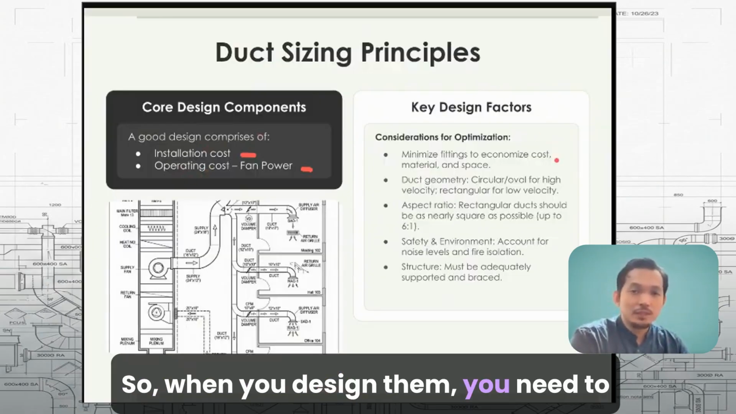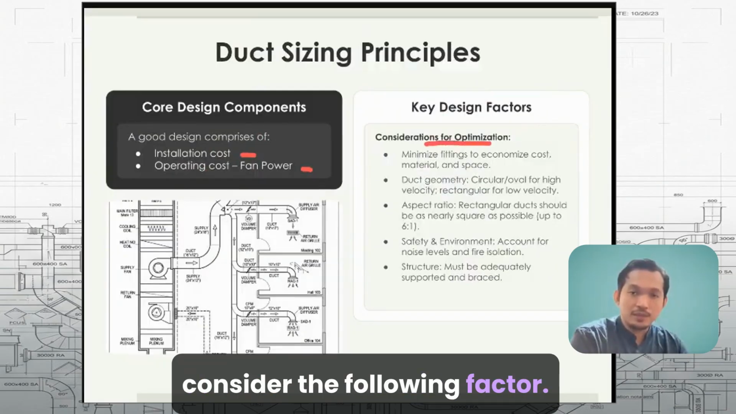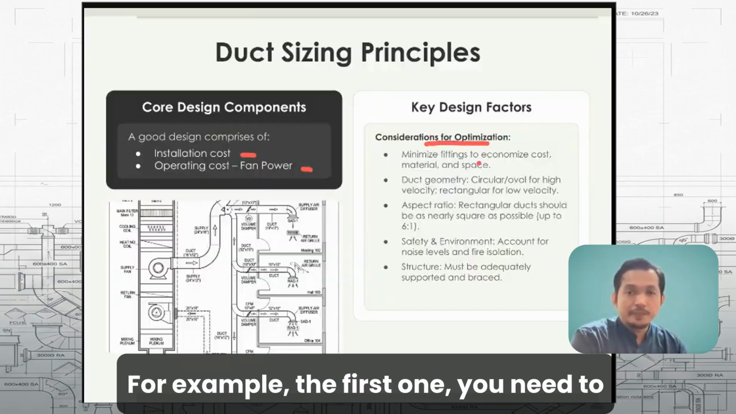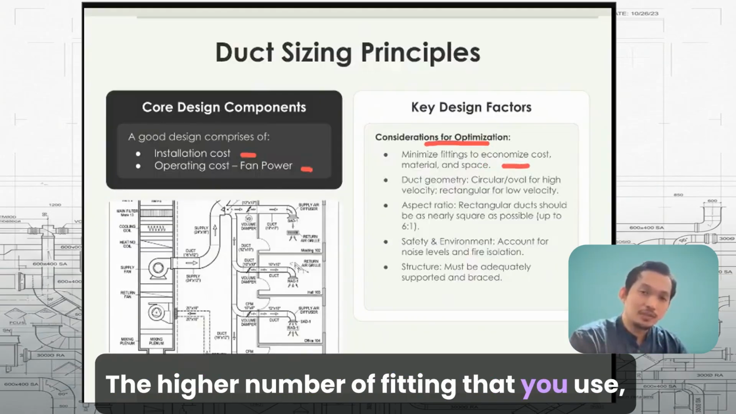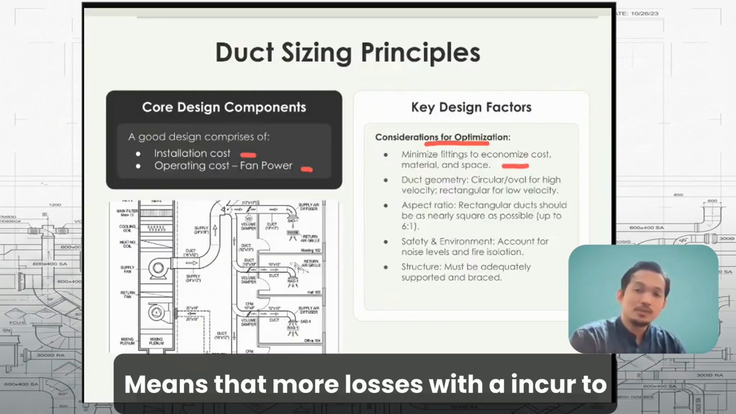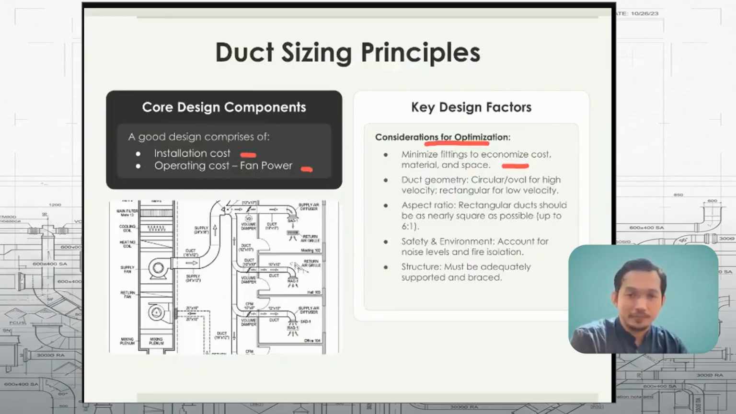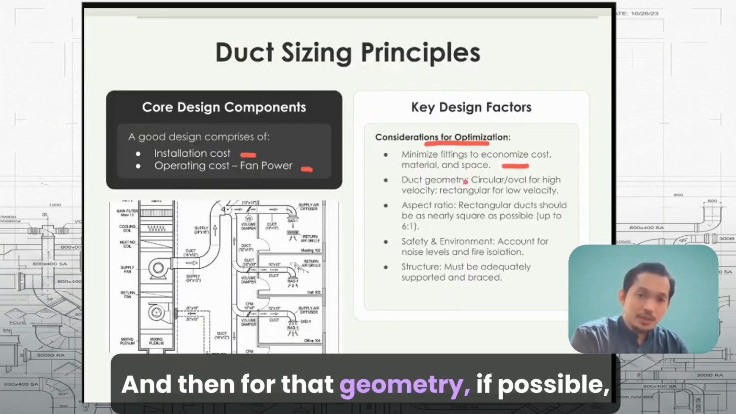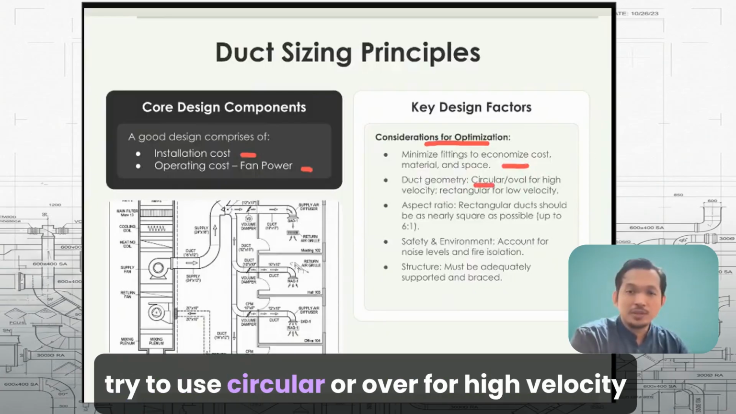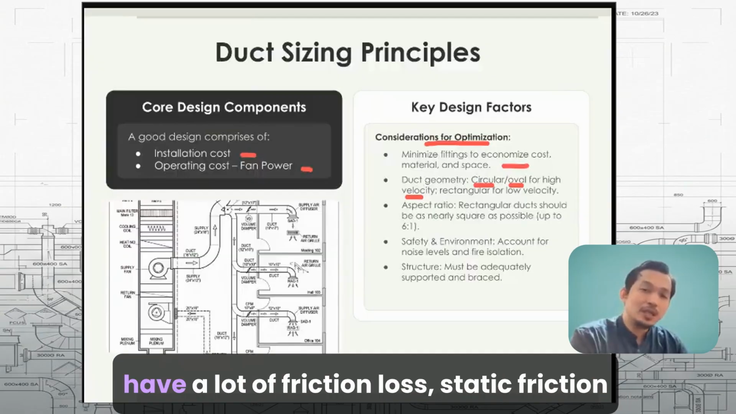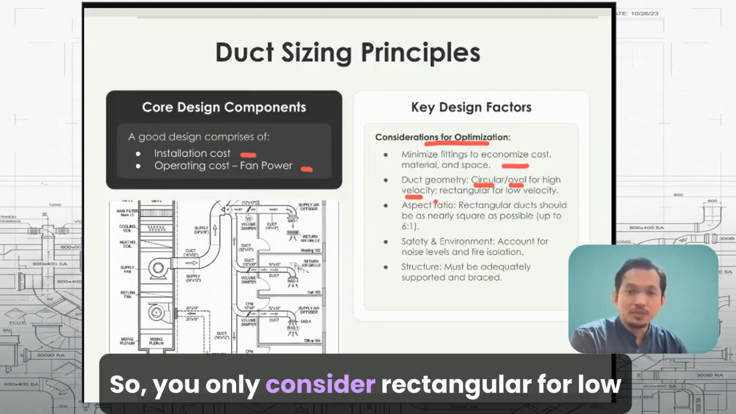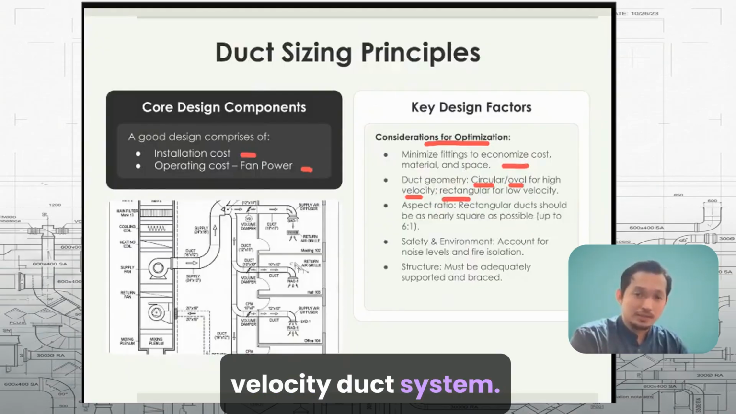So when you design them, you need to consider the following factors, right? For example, the first one, you need to minimize fittings to economize cost. The higher number of fittings that you use, the elbows, bends, all those things, right, means that more losses will be incurred in the system, and then you need a bigger fan. And then for duct geometry, if possible, try to use circular or oval for high velocity, because rectangular will have a lot of friction loss, static friction loss. So you only consider rectangular for low velocity duct systems.